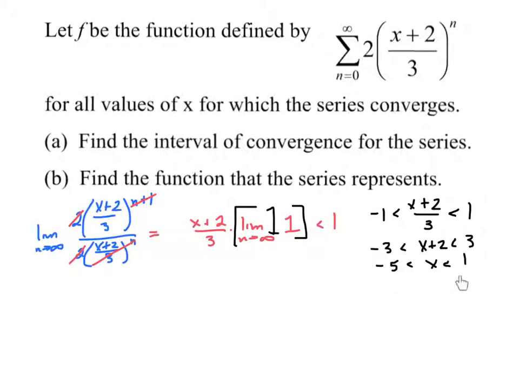If I plug in 1, I get 1 plus 2, so I get 3 over 3. Maybe I could write that down right below it. If I plug in 1, I get 2 times 1 to the nth. Well, that obviously diverges, because it's just 2 plus 2 plus 2. If I plug in negative 5, negative 5 plus 2 is negative 3, so I get 2 times negative 1 to the nth. Now it just alternates between 2 and negative 2. That also diverges. So this is your interval of convergence.